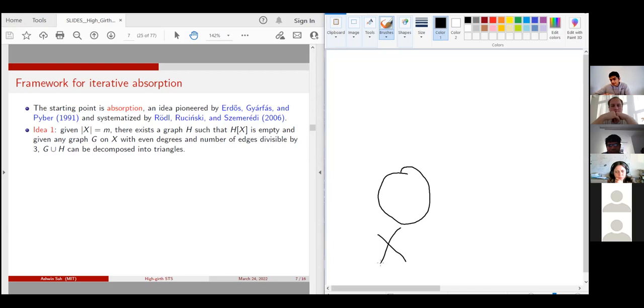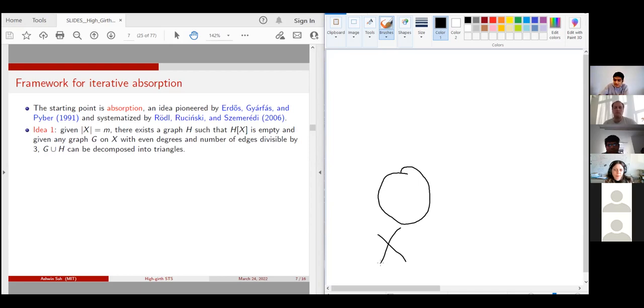The idea is, maybe let's further assume we don't actually know what remainder is left over on X. We just know it's something. So if you think a bit, you'll realize that X will have to have even degrees and a number of edges divisible by 3, just because we started with a graph with that property and we only removed triangles. Okay, so it's a graph that a priori satisfies all the divisibility constraints you'd want.